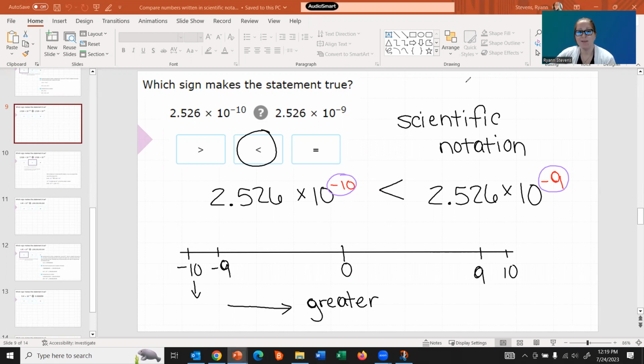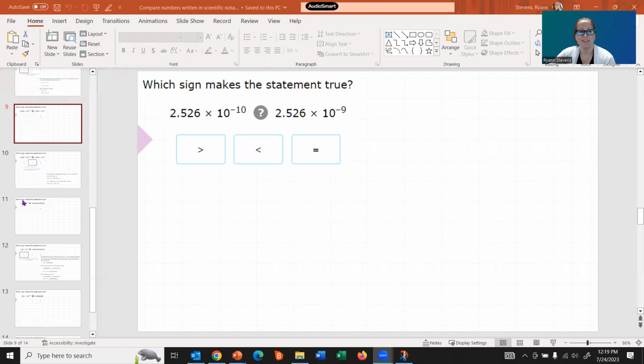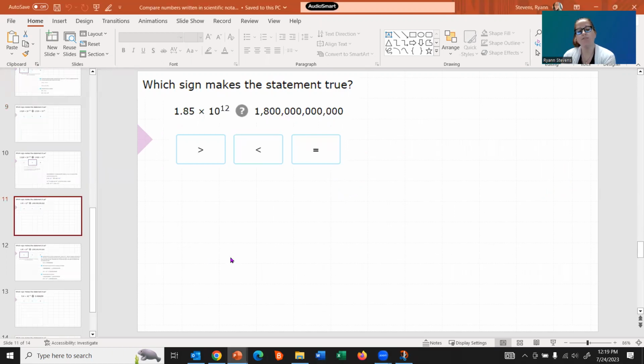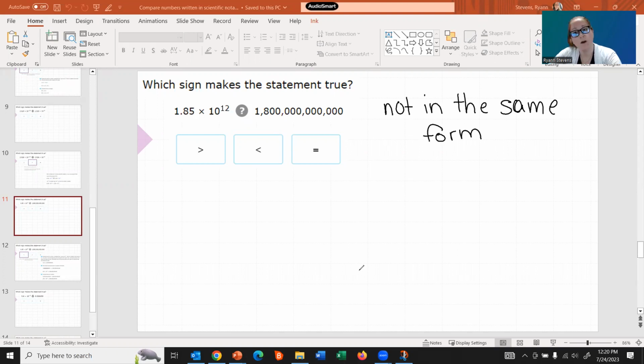All right, a couple more examples we have. So the next example that we're looking at is we have 1.85 times 10 to the 12th power. And then we have this very large number, 1,800,000,000,000. We want to compare these two and see which one is the greater number. So the first thing we need to notice is that they're not in the same form. They're not in the same format at all. And so we need to convert one of them to be in the same form as the other.